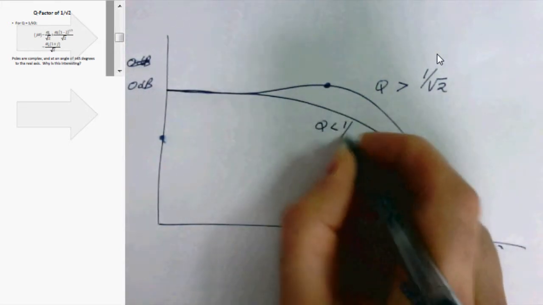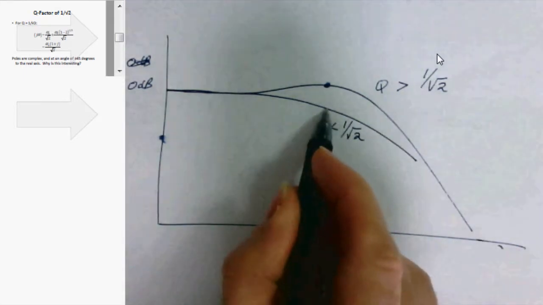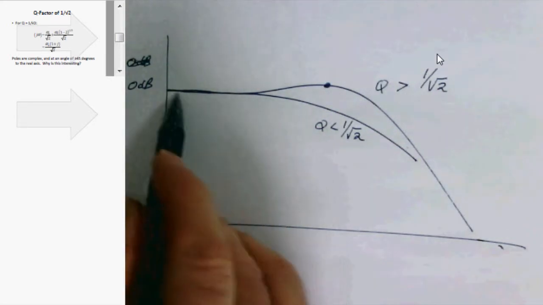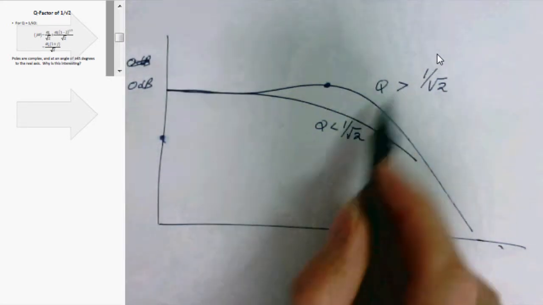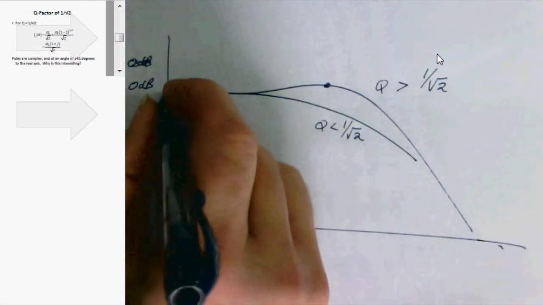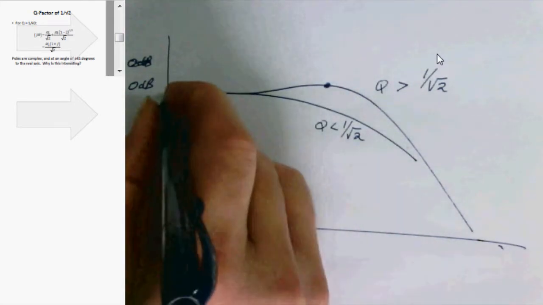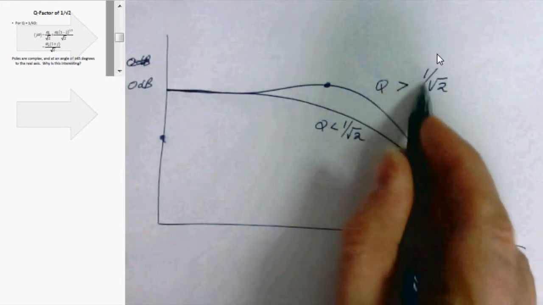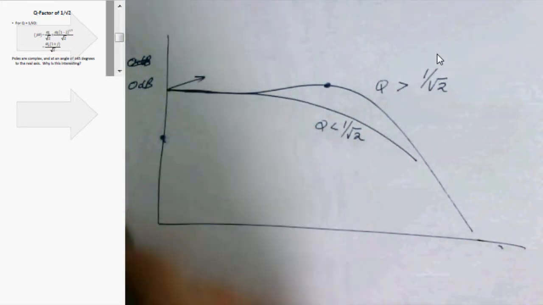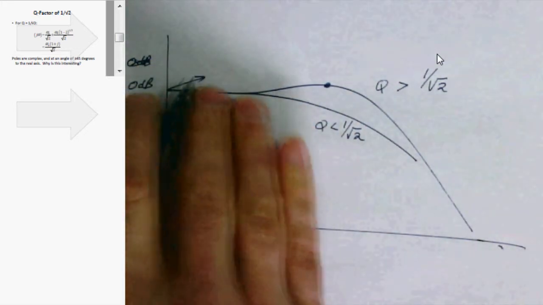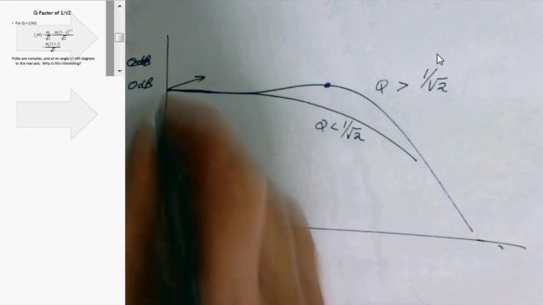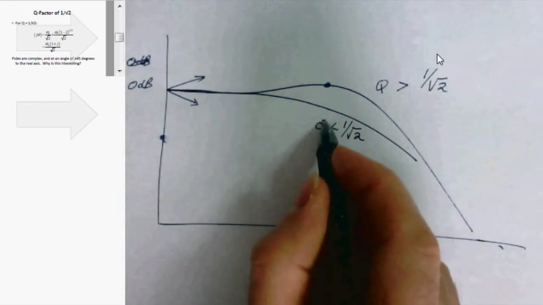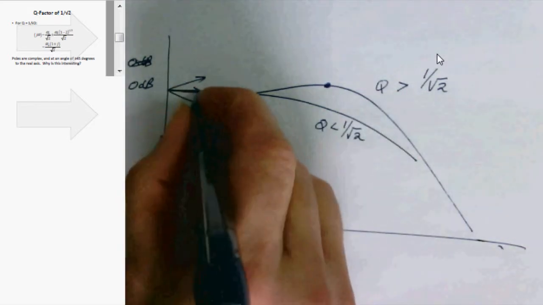For values of q which are less than 1 over root 2, there is no maximum. It starts from 0 and it starts decaying straight away. For q equal to 1 over root 2, it starts off horizontally. You can't really see the effect, but for q greater than 1 over root 2, it does actually start off going up, very, very slightly up. For q less than 1 over root 2, it starts off very, very slightly going down. For q equal to 1 over root 2, it starts off horizontally.